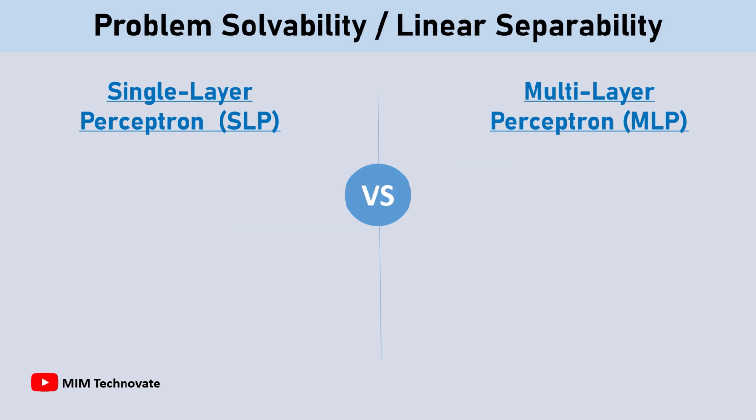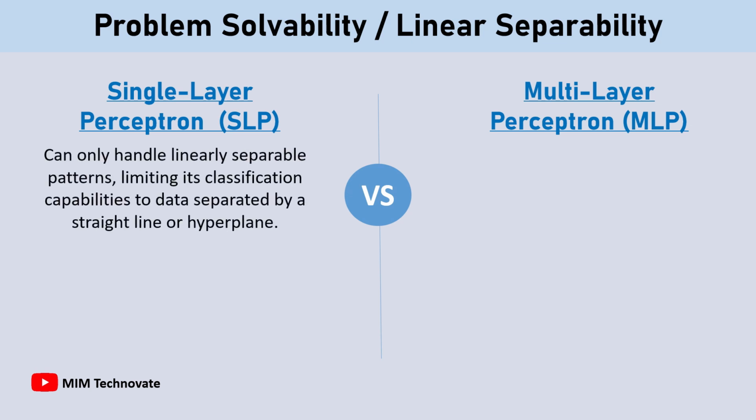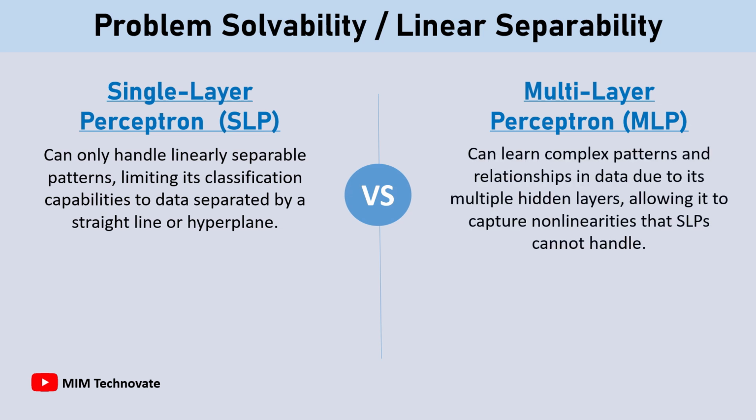Problem solvability, or linear separability. SLP can only handle linearly separable patterns, limiting its classification capabilities to data separated by a straight line or hyperplane. On the other hand, MLP can learn complex patterns and relationships in data due to its multiple hidden layers, allowing it to capture nonlinearities that SLPs cannot handle.